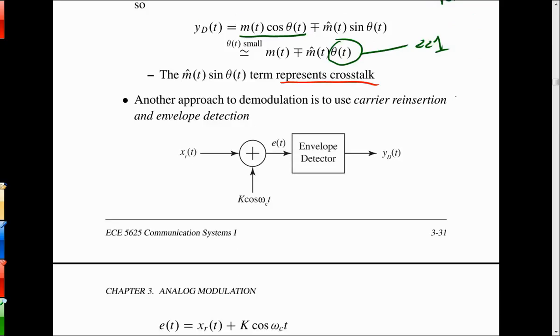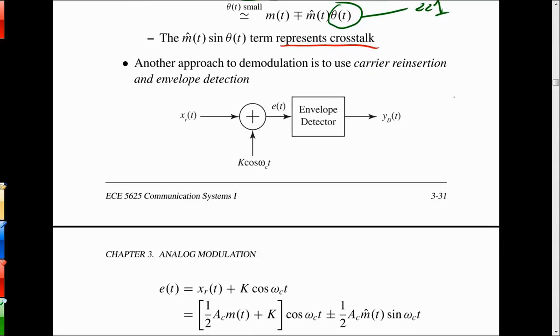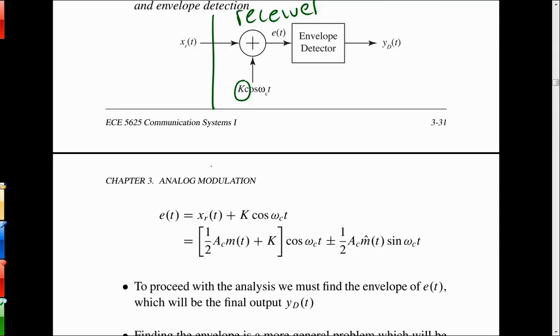Okay, what about envelope detectors? Can we do something with that? It turns out you can. We have the envelope detector for AM. This is a new concept of the envelope detector. It's called carrier reinsertion. What it says is you take your signal and you throw a carrier back onto it at the receiver. So the receiver is sitting here, and rather than multiplying, you add a carrier back in that has an amplitude k, and then you go into the envelope detector that we've looked at before and try to see what comes out of that.